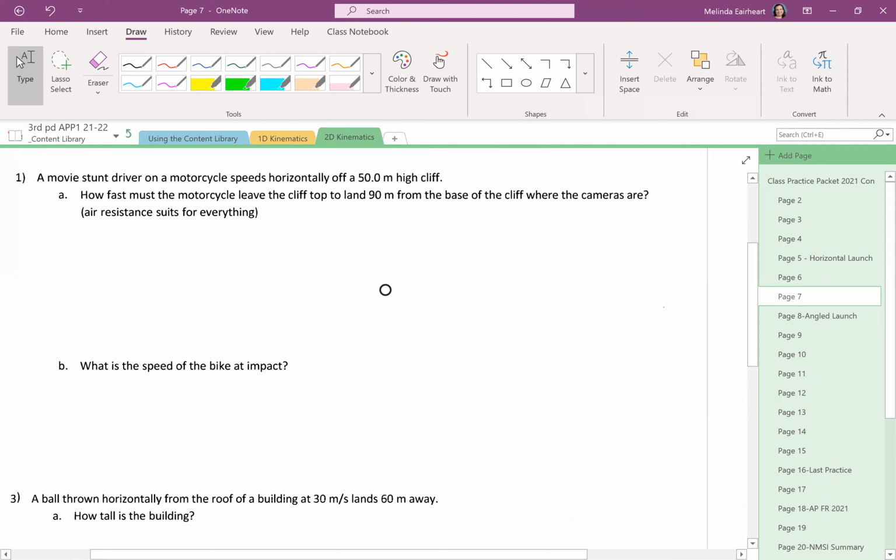Number 1 on page 7: a movie stunt driver, in other words, no one gets hurt in physics land. They're on a motorcycle and they speed horizontally off of a 50-meter high cliff. How fast must the motorcycle leave the cliff top to land 90 meters from the base of the cliff where the cameras are? And neglect air resistance, okay? That didn't even need to be there. The rule is you neglect it unless told otherwise.